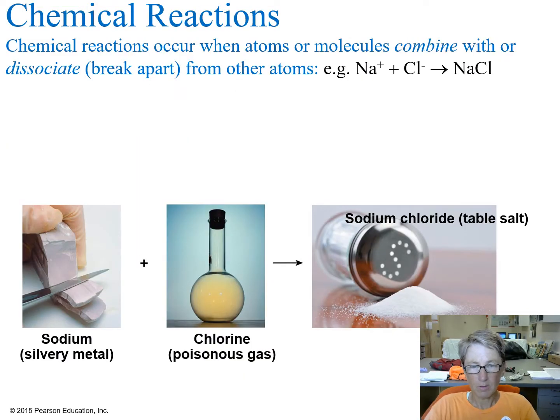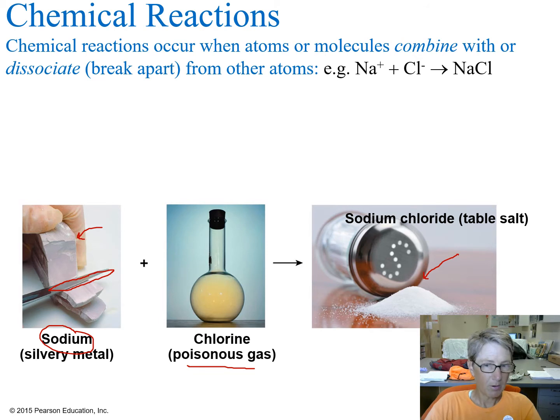So chemical reactions. This is kind of interesting. Table salt, right here in this cartoon. Its chemical name is sodium chloride. But those two elements, you don't want to eat. The first element, sodium, is a silvery metal, and you can actually cut it with a knife. I mean, the knife has to be kind of sharp, but you can cut sodium with a knife. And then chlorine is a poisonous gas.